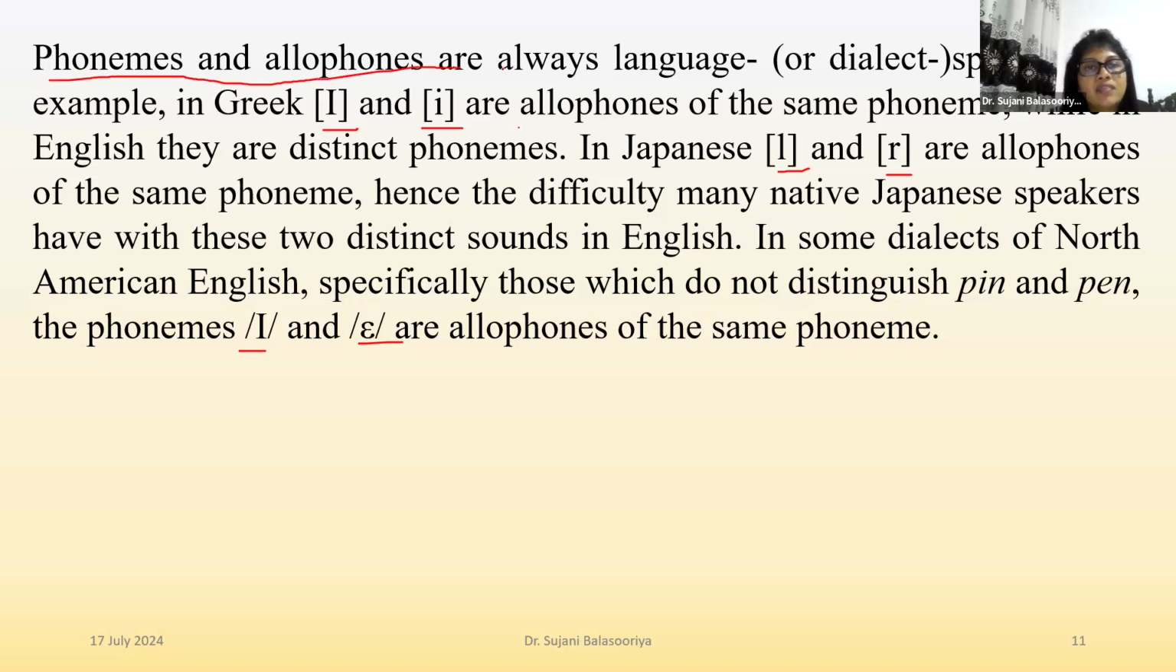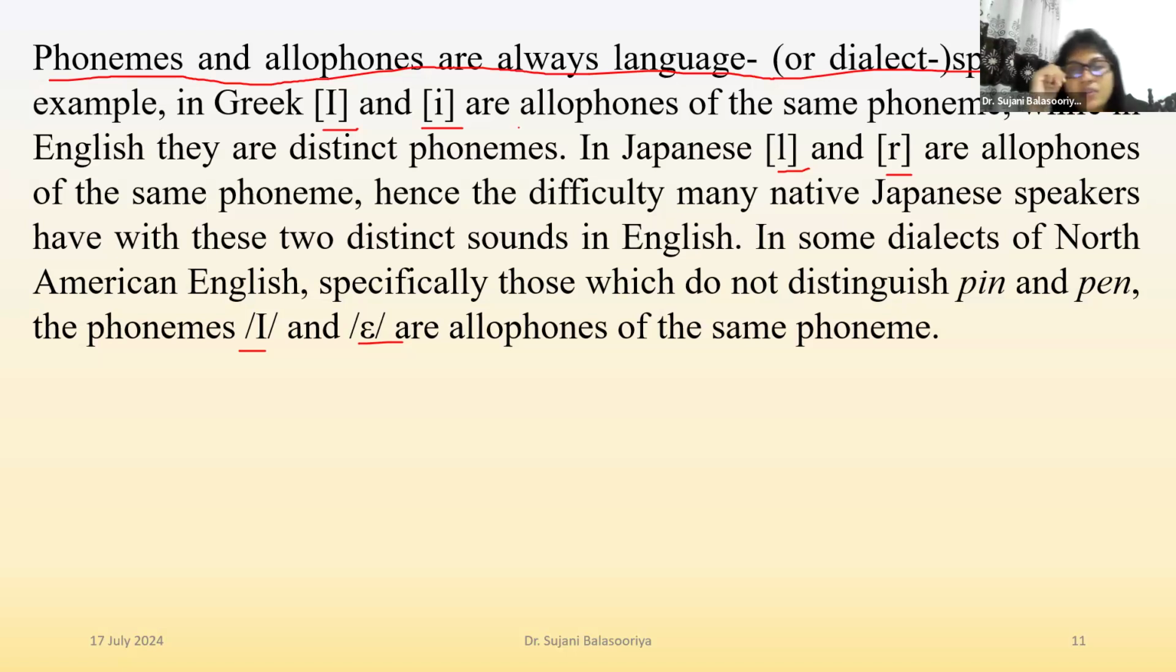Phonemes and allophones are always language or dialect specific. So they can vary from language to language. That is why we say phonology depends on language, right? Because if you compare and contrast the two words, phonetics and phonology, phonetics is not language specific, whereas phonology is language specific.